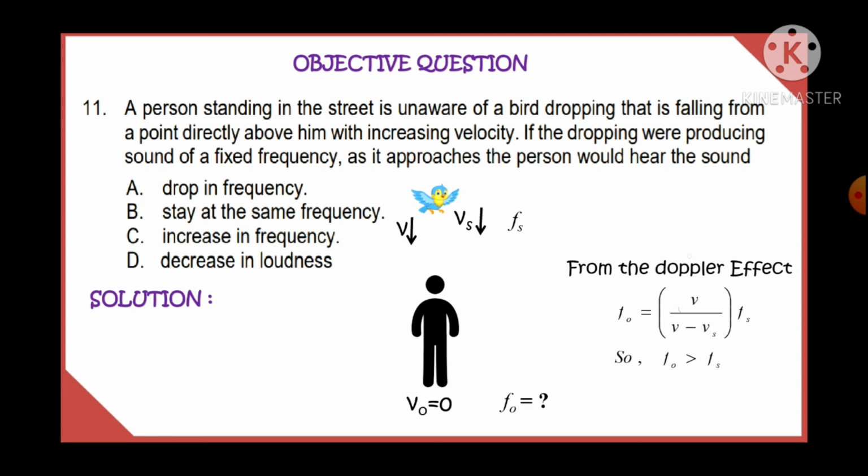Why minus? Because Vs is in the same direction as the sound speed. So if we do the calculation, V minus Vs gives a smaller value, and we will get a ratio less than 1. If less than 1, it means that f naught is greater than fs. Or we can say that when the dropping approaches, the person will hear a higher frequency, an increase in frequency. Referring to the equation, the answer is C.